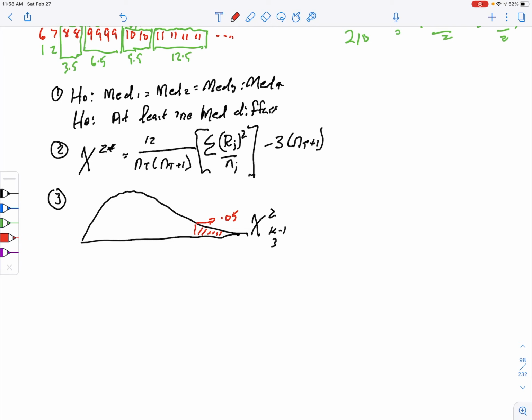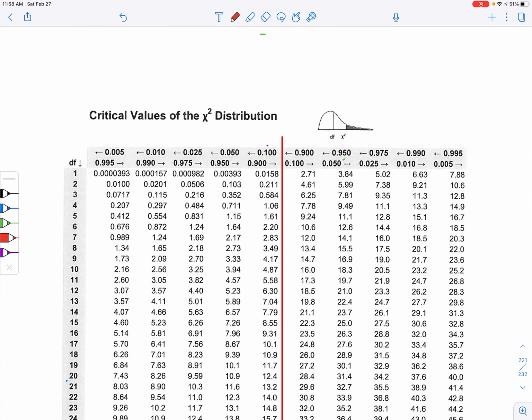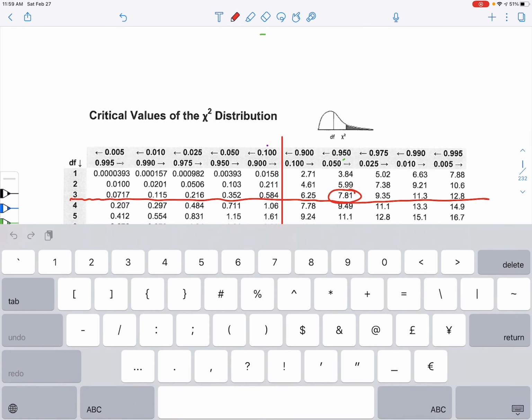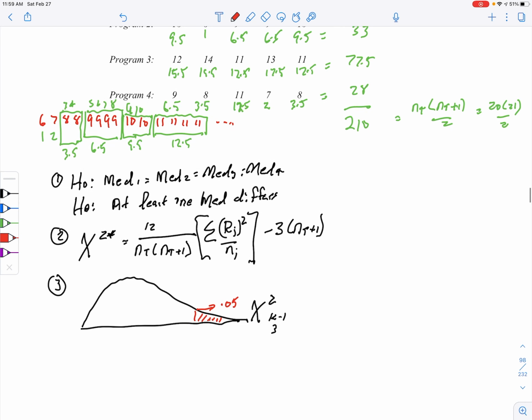Let's go down to our table here for chi-square. We're looking at 3 degrees of freedom, always upper tail chi-square, so it's going to be 7.81. Right there. All right, so 7.81, and of course, if you want to write that as a statement, you would say if your chi-square star is greater than 7.81, then you would reject HO.